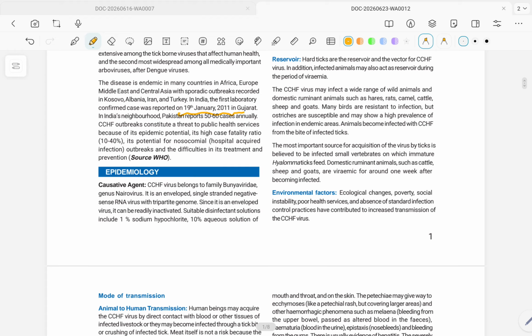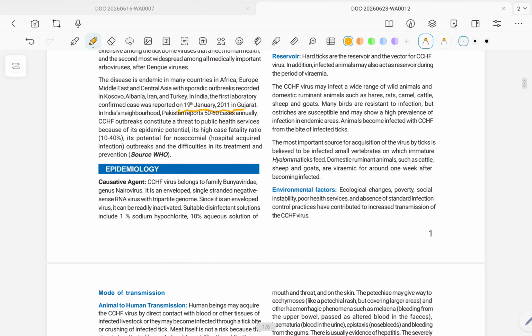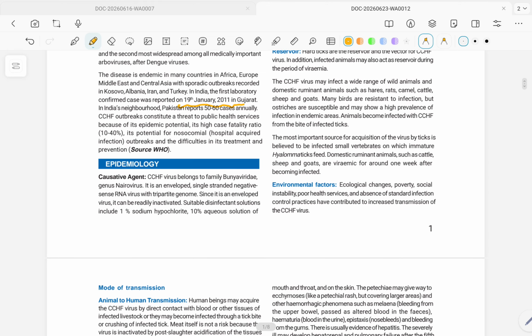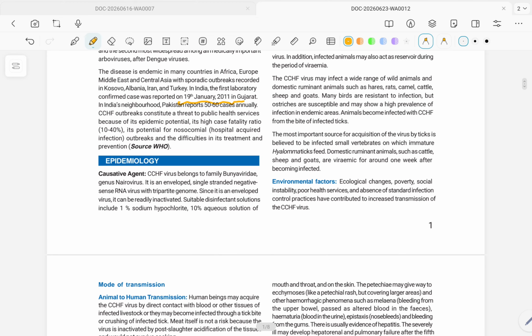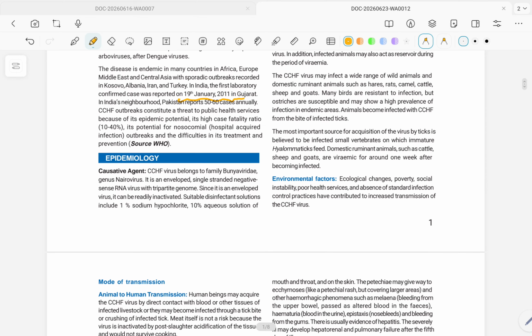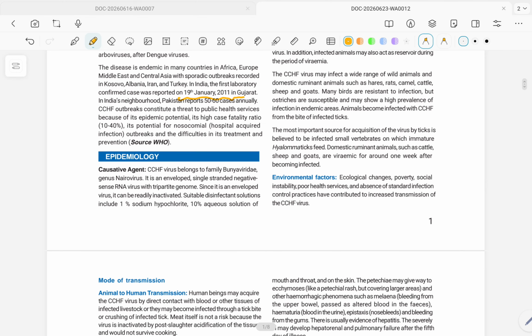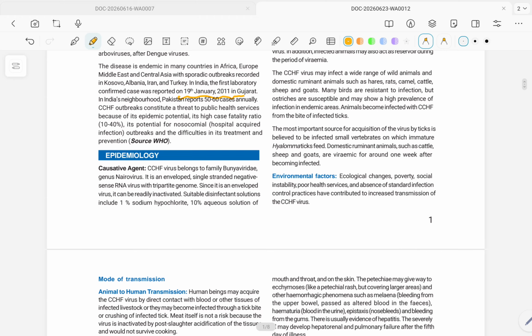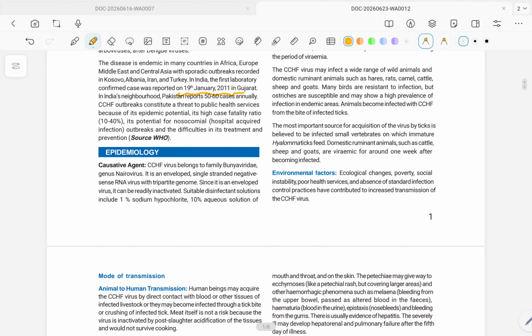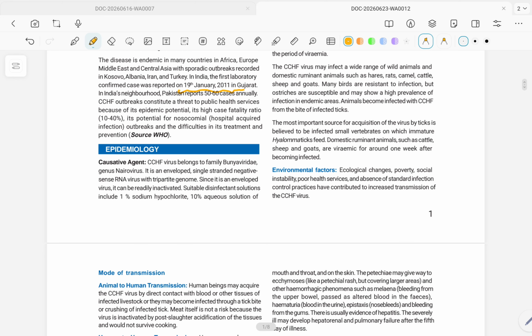CCHF outbreaks constitute a threat to public health services because of their high epidemic potential, case fatality ratio of 10 to 40%, potential for nosocomial hospital-acquired infection outbreaks, and the difficulty in treatment and prevention. Epidemiology.